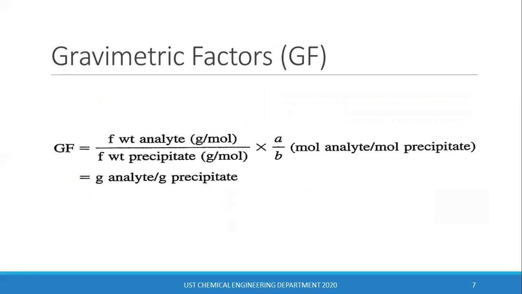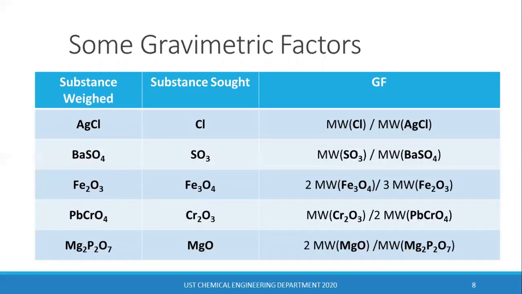You should also note that this gravimetric equation is not only limited for analytes and precipitates. It can also be used between two reactants or two products as long as they are related or connected by a chemical reaction or a chemical formula. To better understand this equation, we will try to use it in solving problems in the succeeding slides. But before we go to calculations proper, we will have a warm-up first.